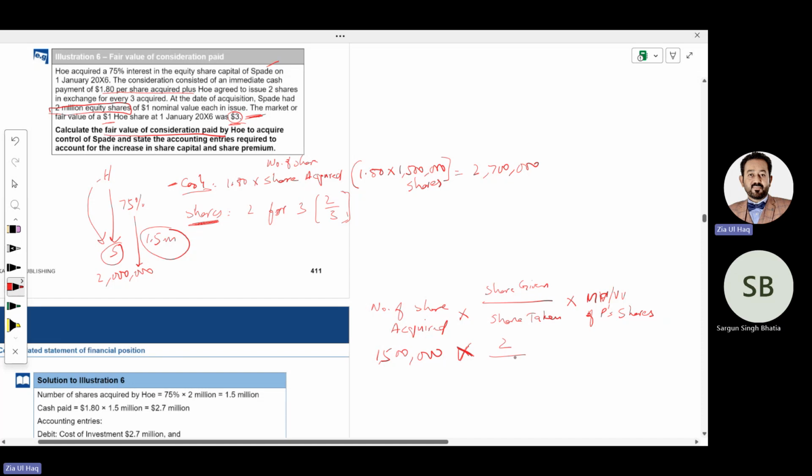2. Against how many shares have we taken? 3. Meaning 2 for 3. And what is the market value of these shares? Can you tell me what the market value of these shares is in this question?